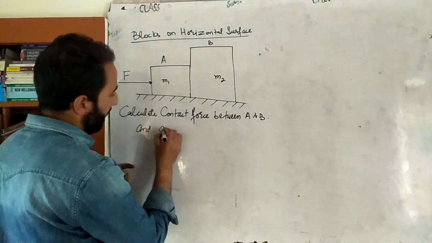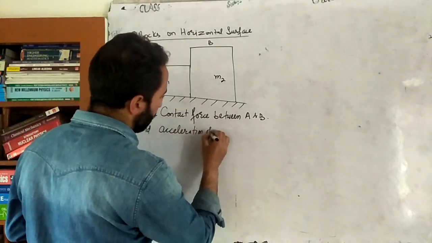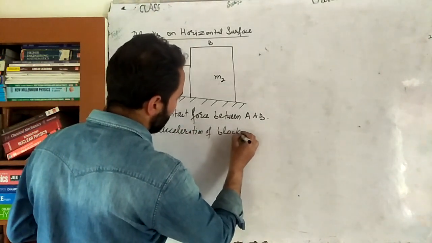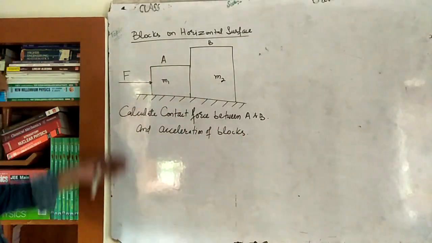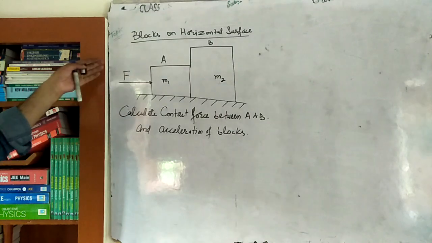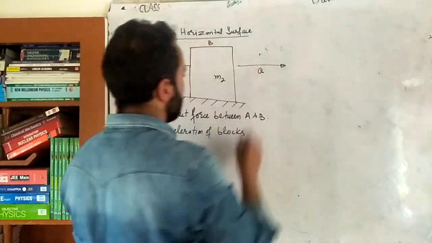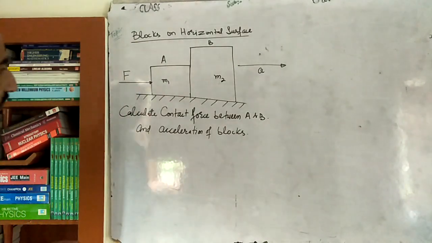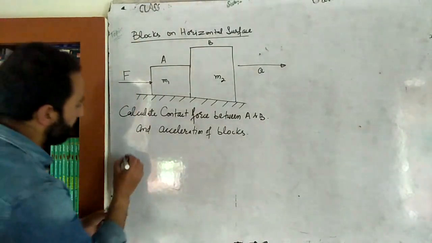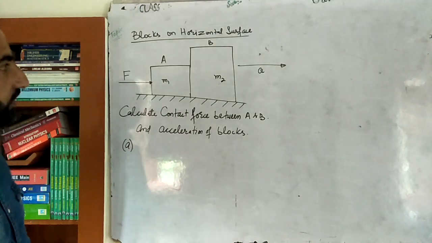Here I will write down: acceleration of the blocks. They move with the same acceleration. Simply, the force applied on block A will in turn push block B, so both the blocks will move in this direction with the same acceleration, and you will have to calculate what's the acceleration. So let's first calculate the acceleration, then calculate the contact force.